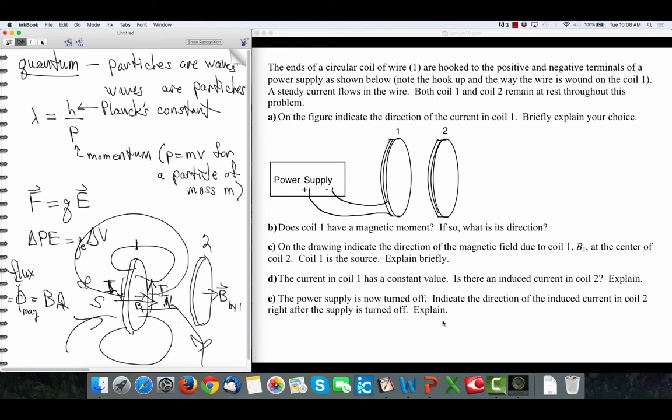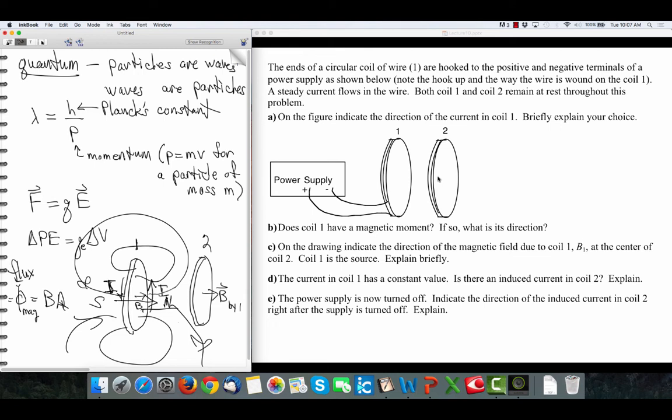So the power supply is now turned off. Indicate the direction of the induced current in coil 2 due to the power supply being turned off. So it's going to only be an induced current that only happens for a very short time. It'll be dissipated quickly because there's resistance, and resistance will stop the current from flowing. But in the instant that the power supply is turned off, what's the direction of the induced current?